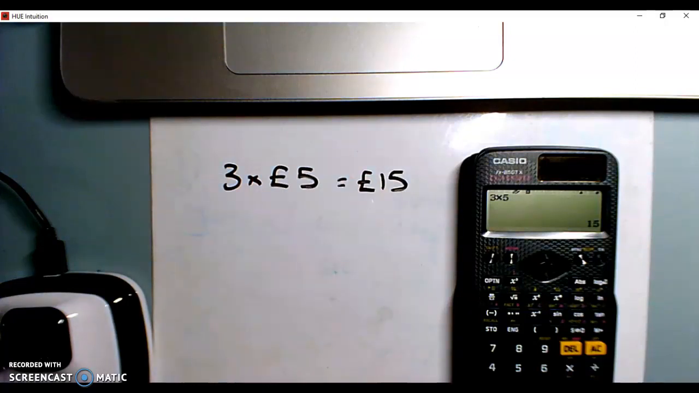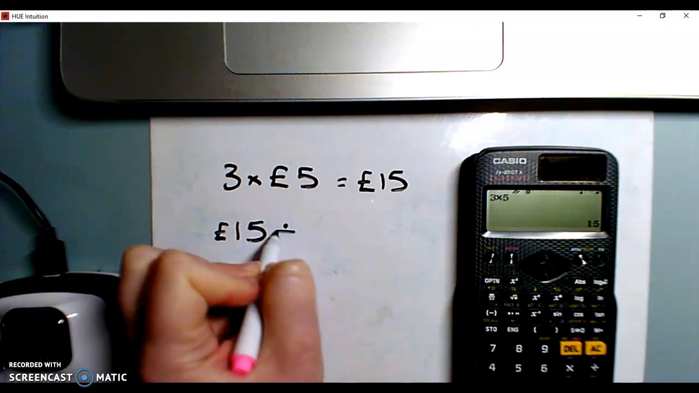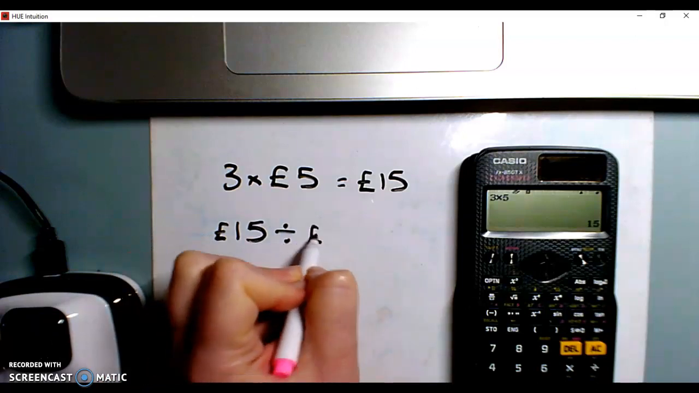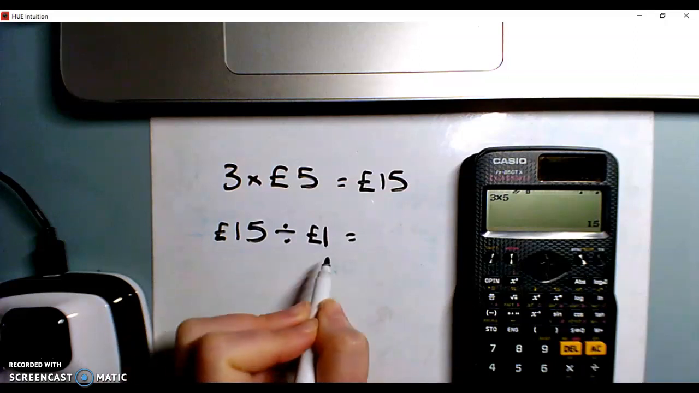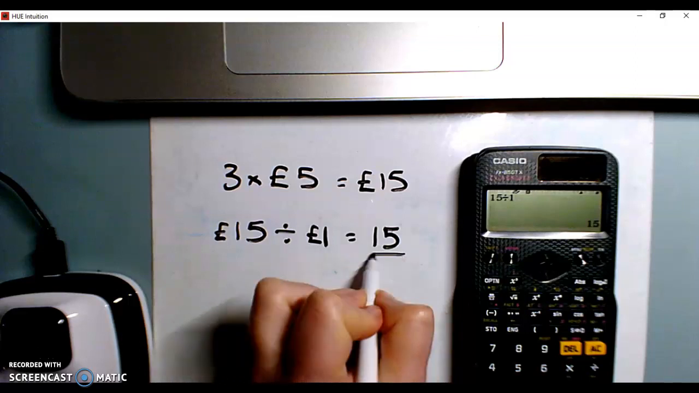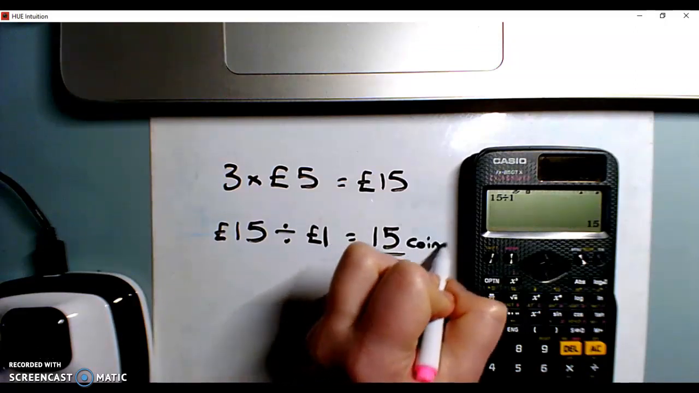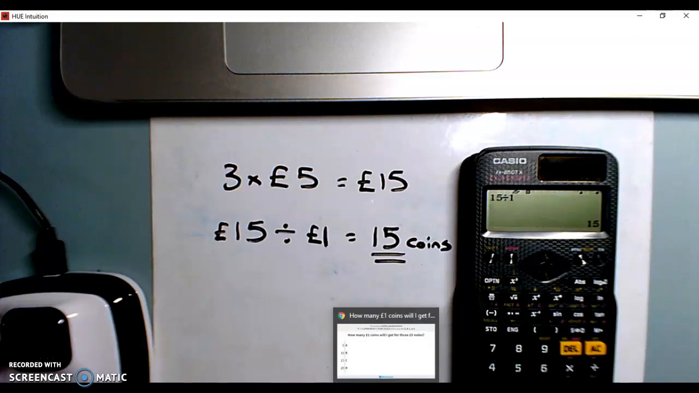Now my question is, how many £1 coins are in there? So if I have £15, I want to know how many £1 coins I have. So I'm dividing by 1. Now we know any number divided by 1 is itself. You can always double check on a calculator. 15 divided by 1 very quickly is 15. So I would need 15 coins for that question. Let's look at another one.